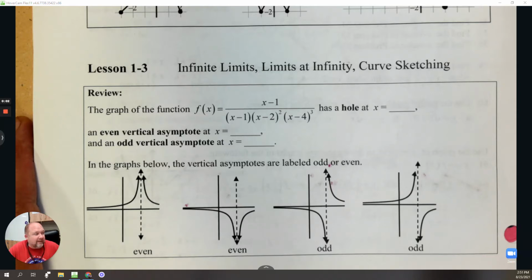All right, lesson 1-3. Here we go. So infinite limits at infinity, and doing some graphing. So review, graph the function below.